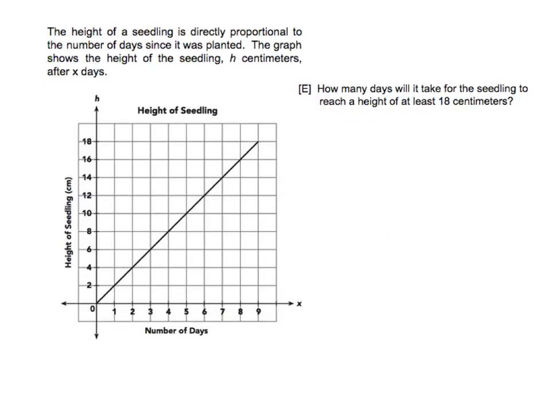Next one says, how many days will it take for the seedling to reach a height of at least 18 centimeters? So let's go backwards here. The height of 18 is right here. We're going to look over at our graph until we hit our line and then come down. And it looks like 9 days. So 9 days would be the least.